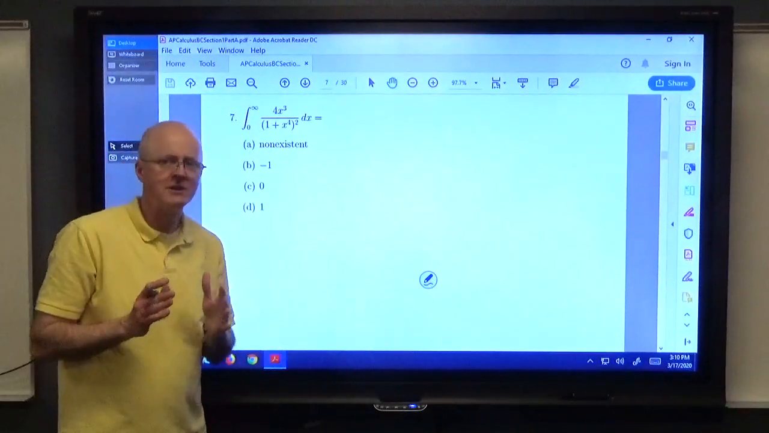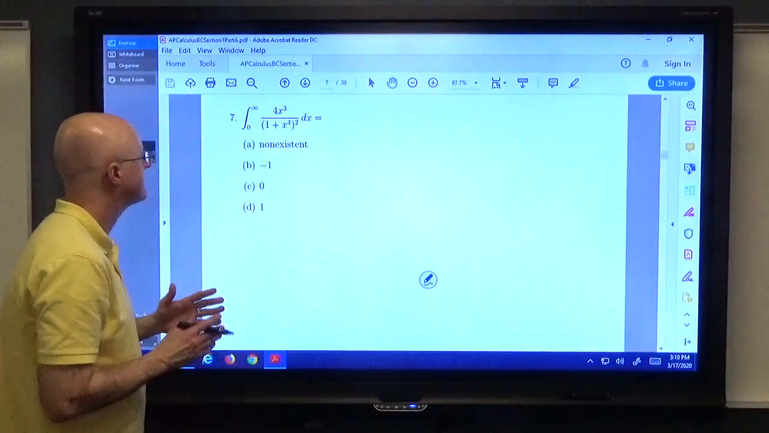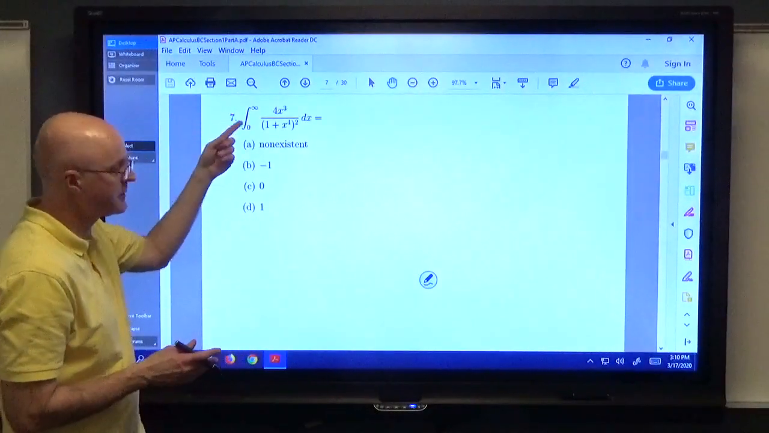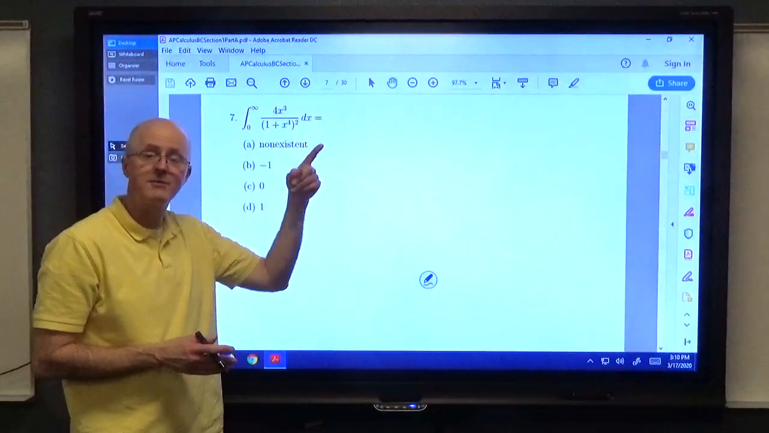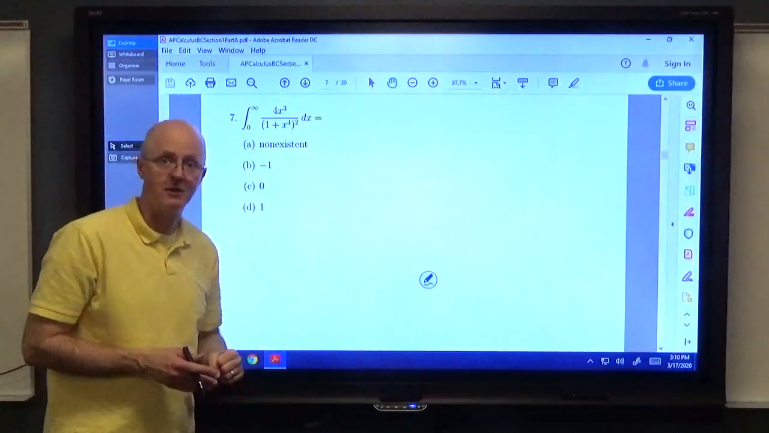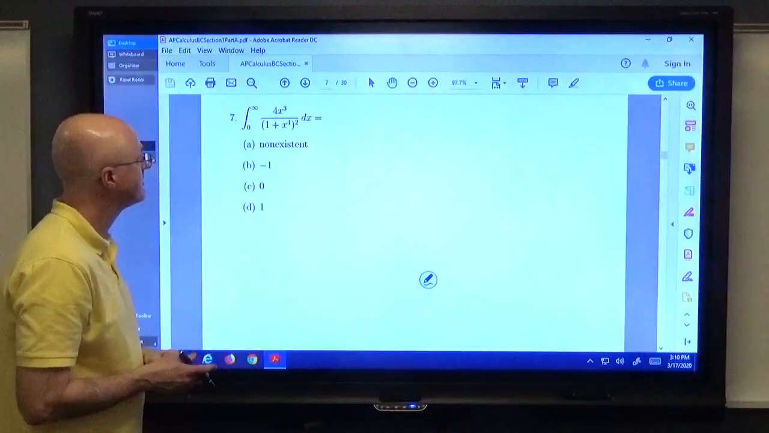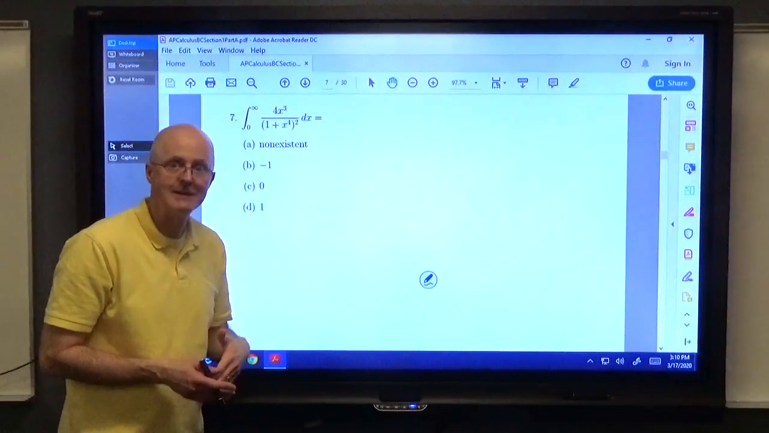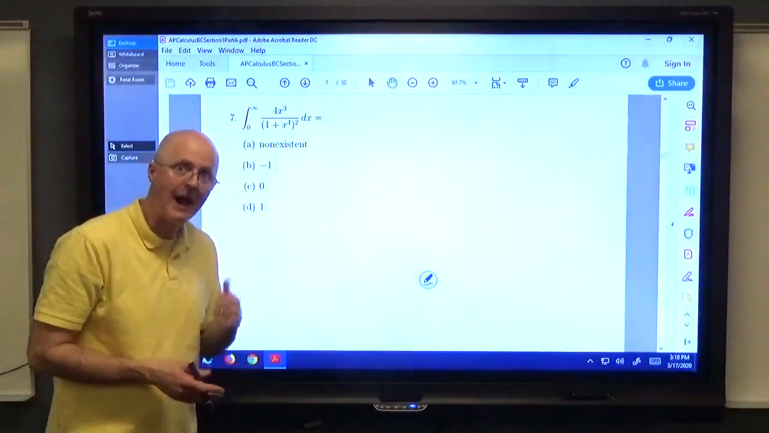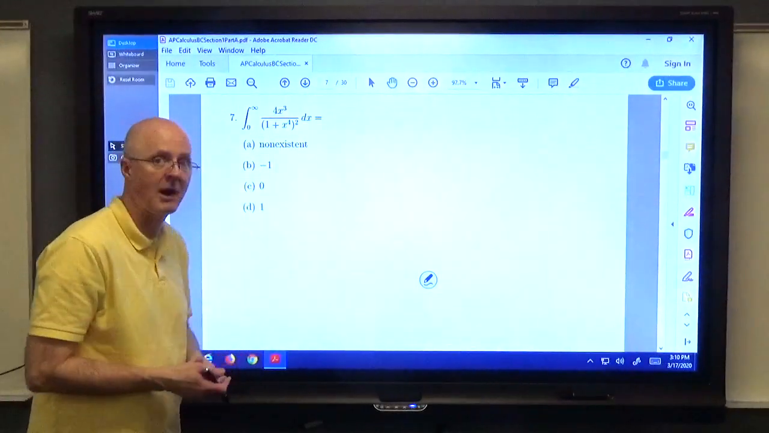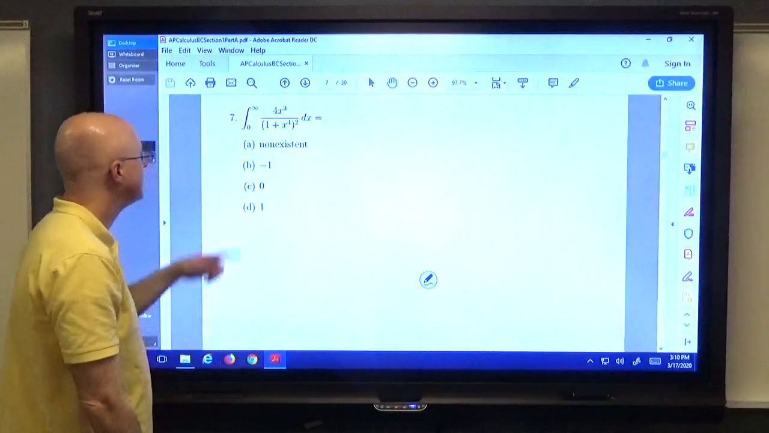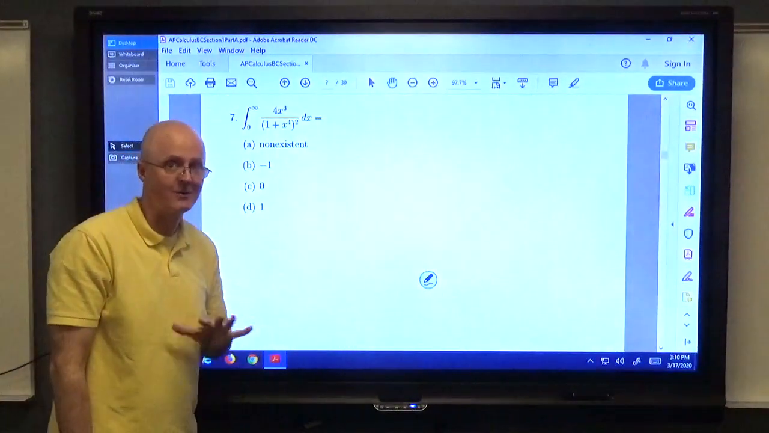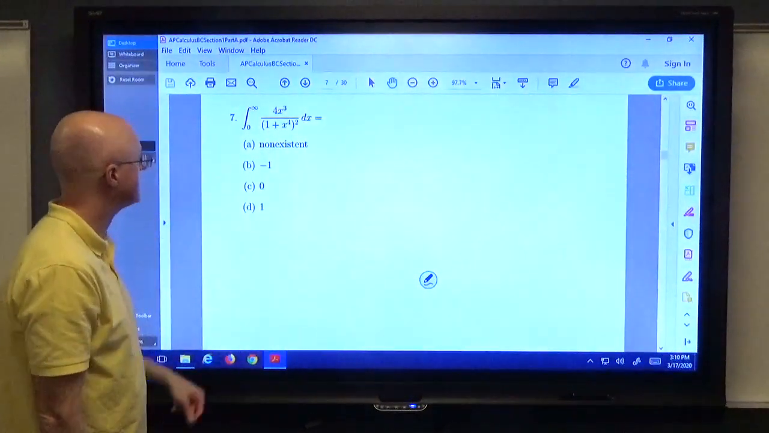Now before you actually do any calculations here, you should think about it and realize that this is a 3rd degree polynomial divided by really an 8th degree polynomial. It's a rational function where the degree of the top is 3 and the degree of the bottom is 8. The degree of the bottom is more than 1 more than the top. And in that case, these kinds of improper integrals do converge. Non-existent is not the correct answer right away. Okay, it's going to be either B, C, or D.